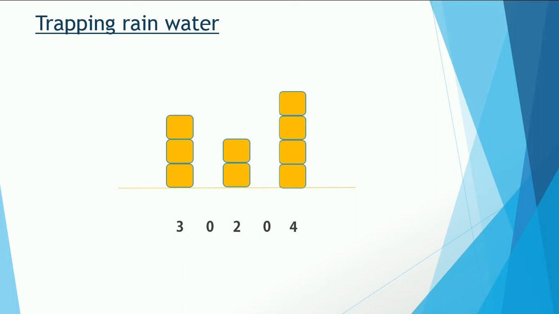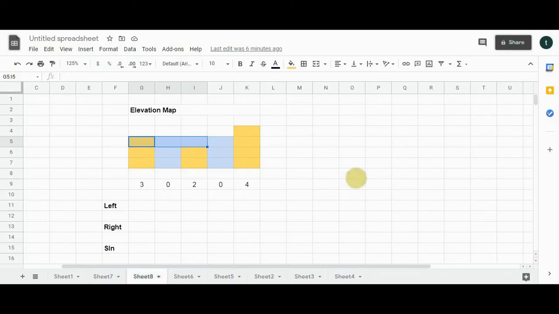Now let's start solving this problem in the framework. Here I have drawn the elevation map. You can see the water trapped inside the elevation map. The amount of water which is trapped in this particular elevation map is 7 units.